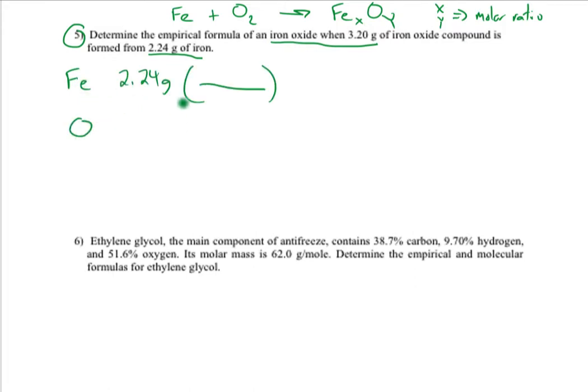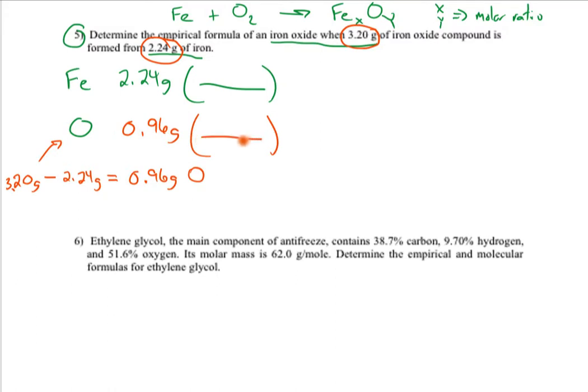So the mass of the iron is just given to us. To determine the mass of the oxygen, we have to realize that the mass of the oxide minus the mass of the iron will give us the mass of the oxygen, right? The difference there is the oxygen that's been pulled in from the air, from the atmosphere. So that's 0.96 grams of oxygen. So let's put that in here.